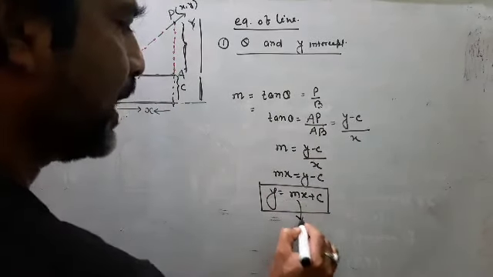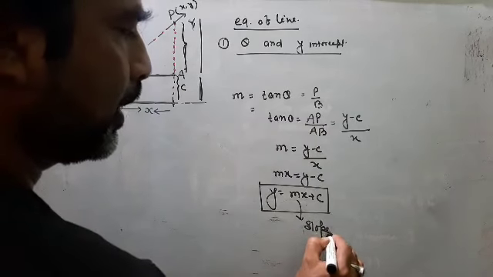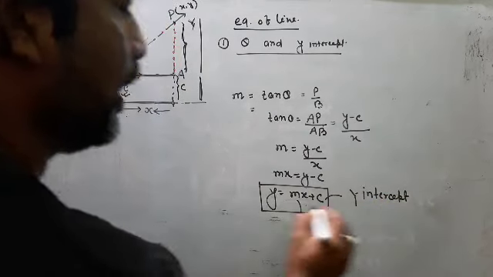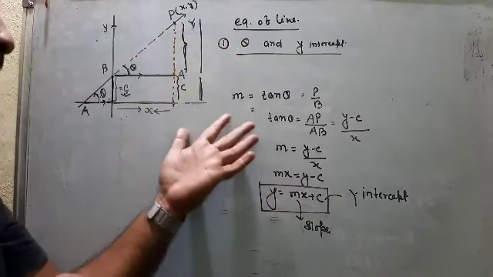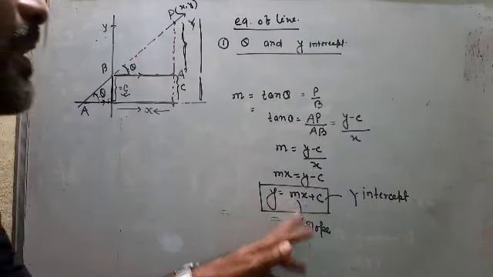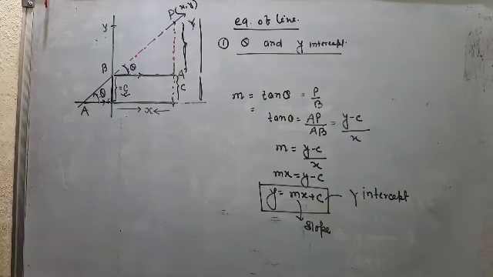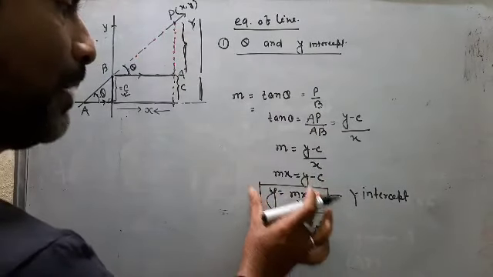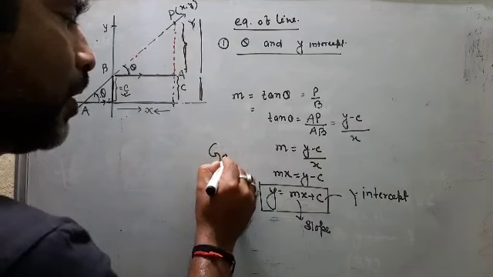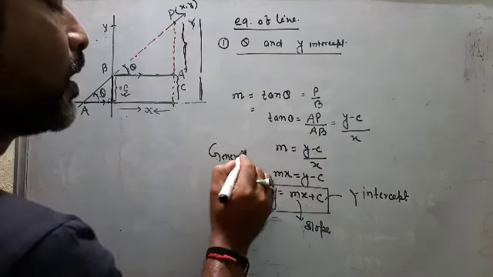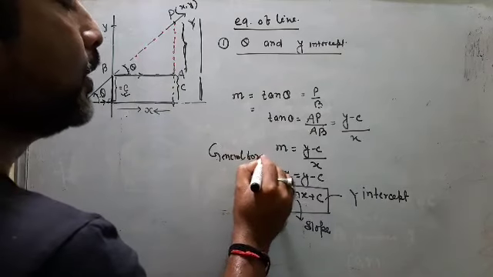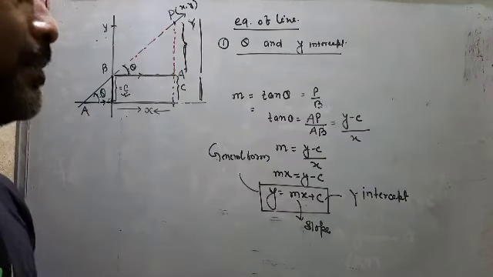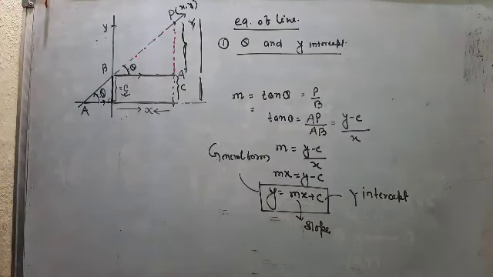Where m means slope and c means y-intercept. And how to find slope? If theta is given, you can easily find it by tan theta. So here m is the slope and c is the y-intercept. From here, that is the required equation. You can find the equation of a line as y is equal to mx plus c, and this is also the general form of the equation. C may be plus or minus, negative or positive.